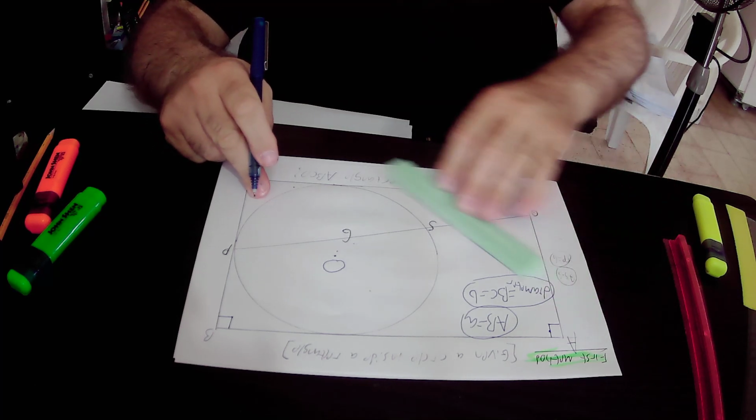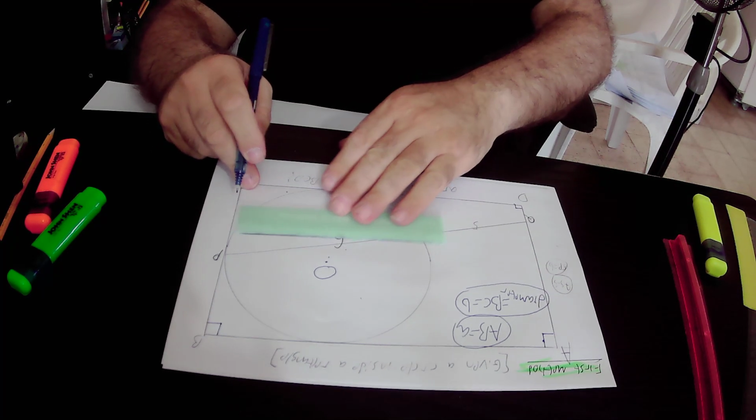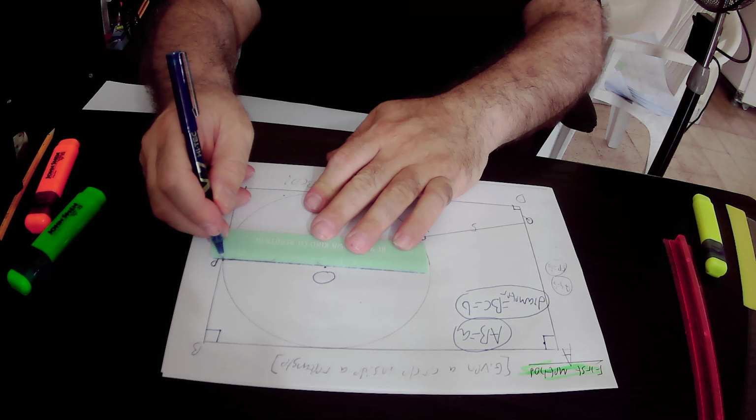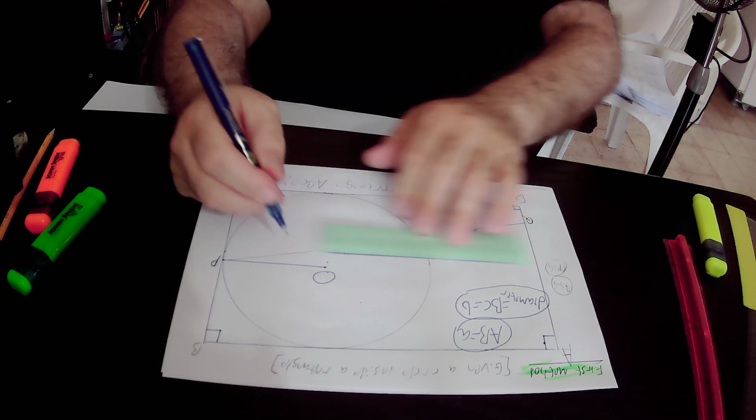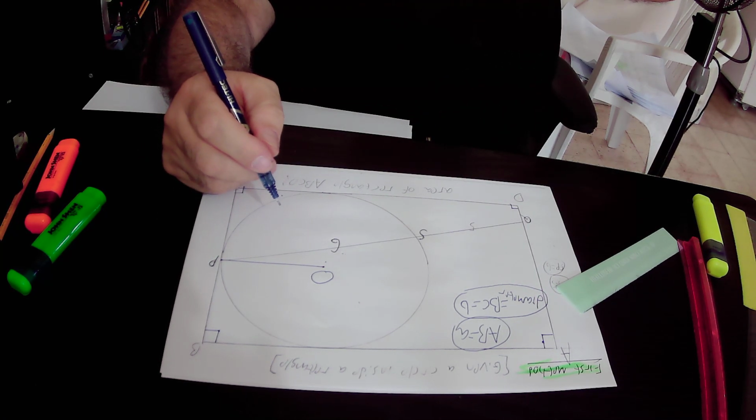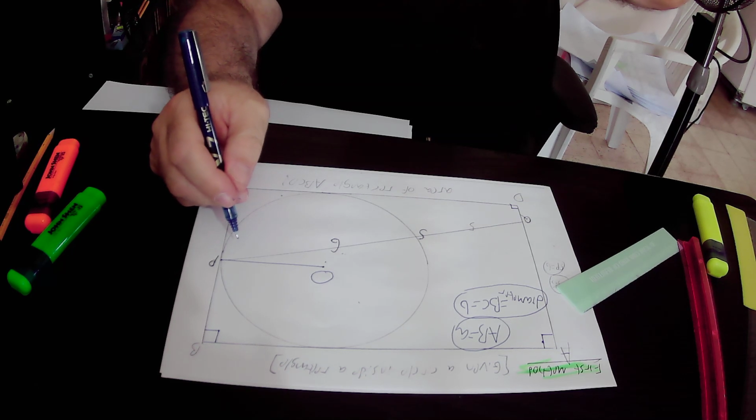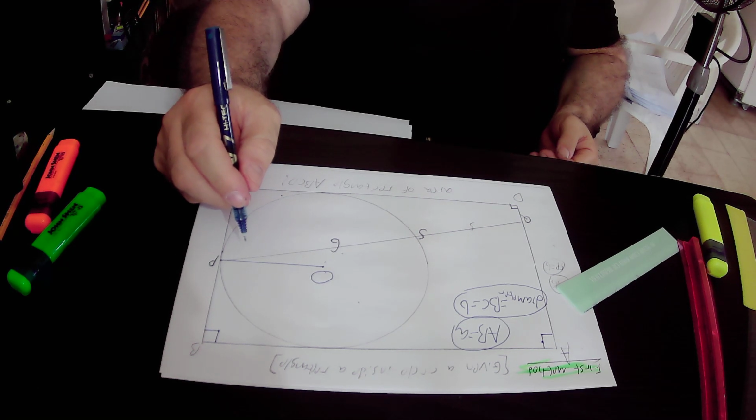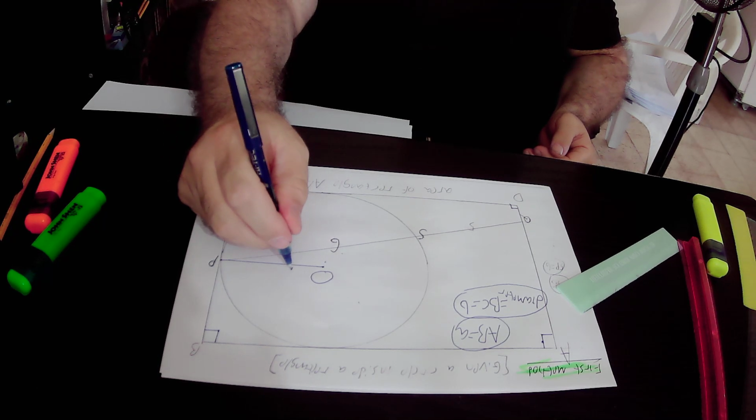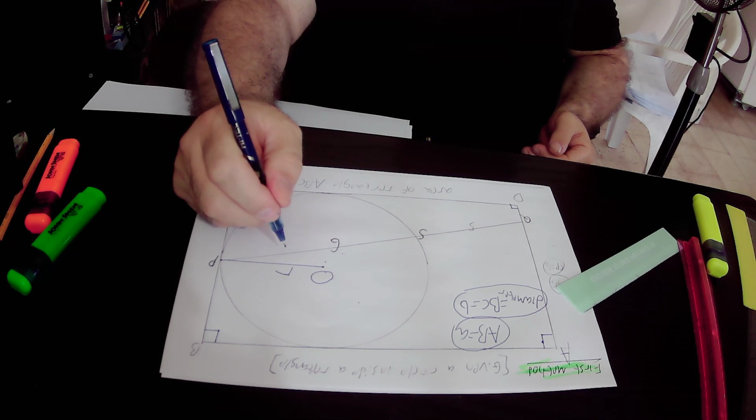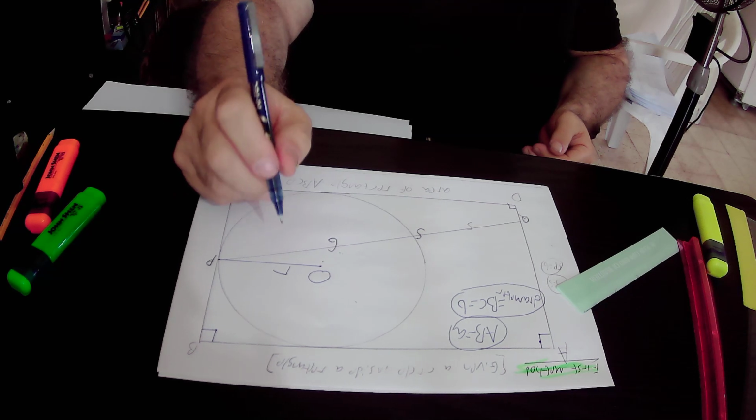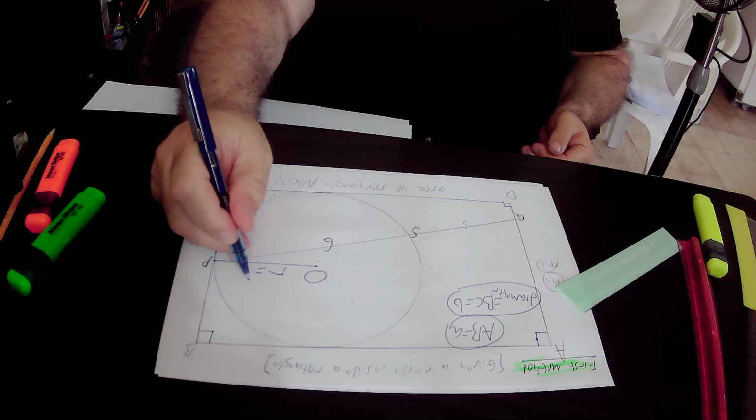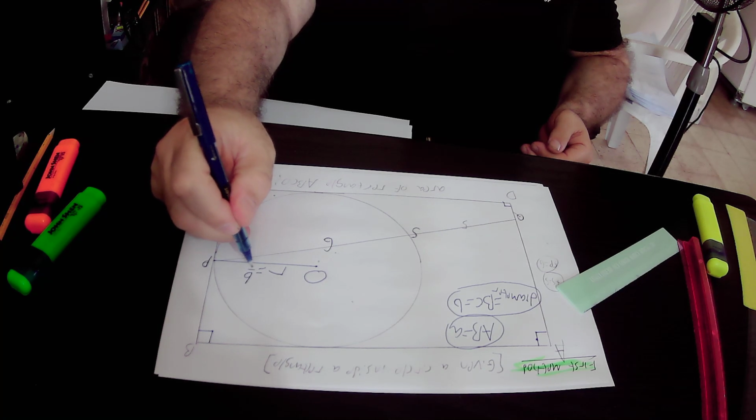We join points O and P together by a straight line. Point O is the center of the circle. Point P is a point on the circle itself, therefore OP is the radius of the circle that we will define as R. If the diameter of the circle is B, then the radius will be equal to half of it, that is to say b over 2.